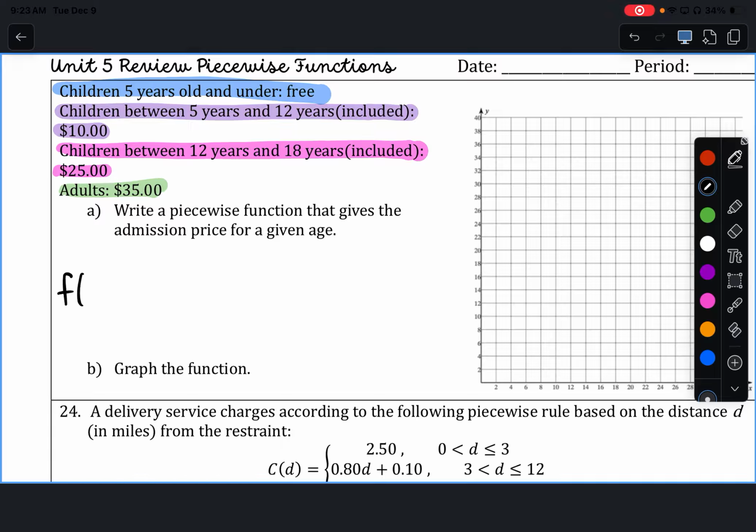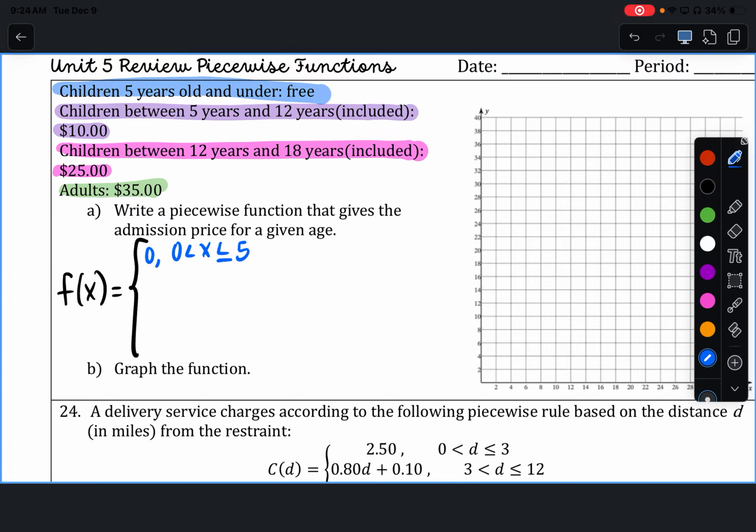We're going to do the function f of x is equal to, okay, so how much is free? 0. And that will be when the kids are between 0 and 5. And if I read this, this is children 5 years old and under. So that means our equal to is going to be on 5. Because do you think they're going to be bringing a 0-year-old to the amusement park? Probably not.